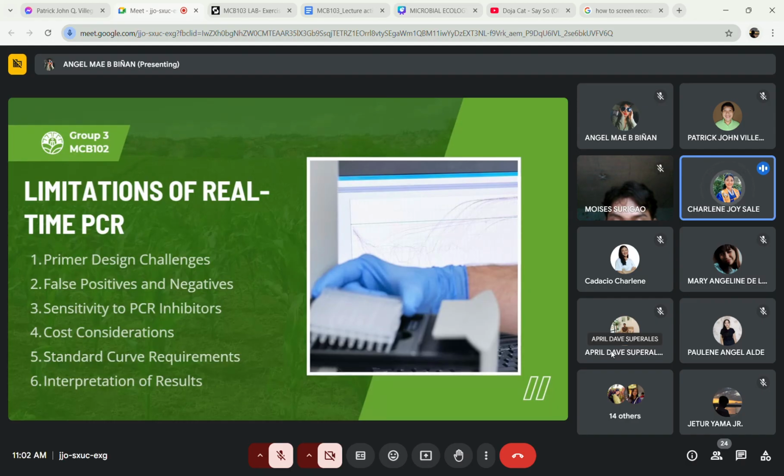Lastly is its interpretation of results. So it relies on CT values for quantification. So it requires careful statistical analysis, as small variations can result in significant differences in the inferred concentration. So misinterpretation of the CT values, especially in complex biological contexts, can lead to erroneous conclusions.